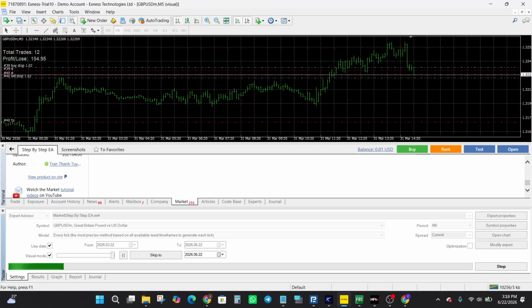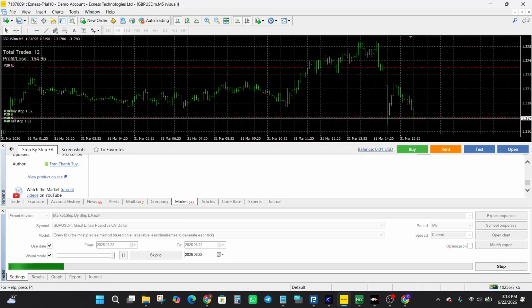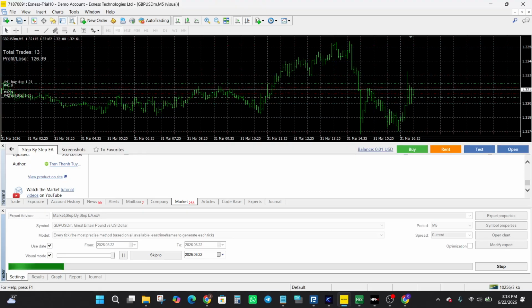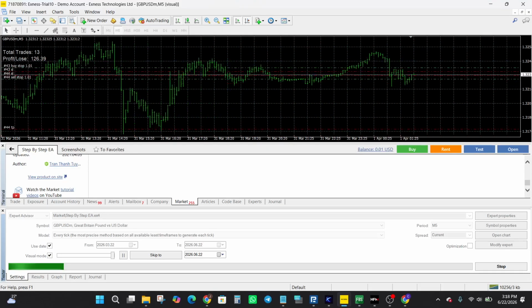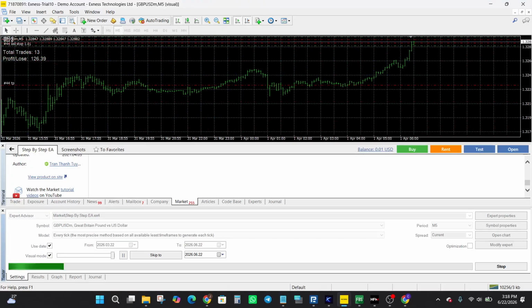Overall, step-by-step EA for MT4 presents itself as a trend-following multi-currency trading system with built-in stop loss and take profit management, flexible settings, and support for multiple trading styles. As always, I recommend performing your own testing and analysis before considering live deployment so you can determine whether the EA fits your personal trading objectives and risk tolerance.